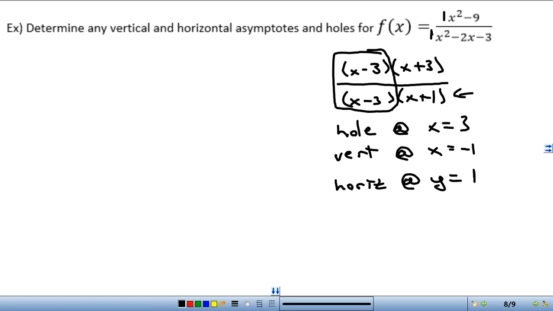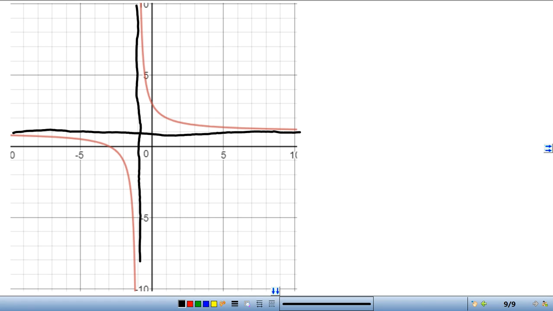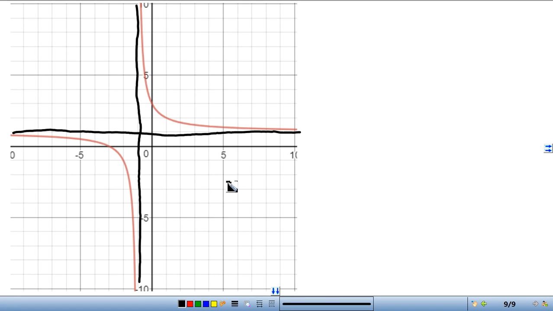And so let's take a look. I have a horizontal asymptote at y equals 1. I have a vertical asymptote at x equals -1. And I'm going to have a hole at x equals 3. So where I am at 3, 1, 2, 3, right here, I get a hole. That's it. That's how you find asymptotes.